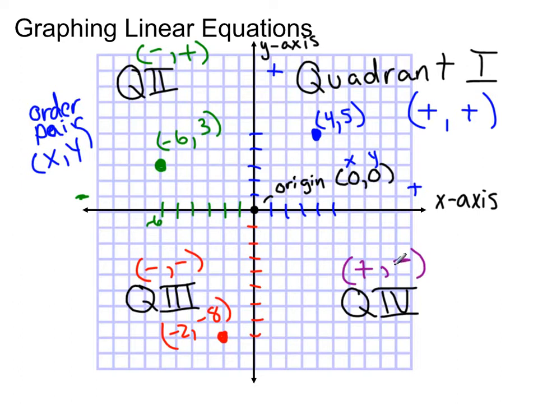So points are just little dots on our plane. They always have an ordered pair associated with them, in which x is before the y. We can describe where points are located by the quadrants. And our starting point is always at the origin.